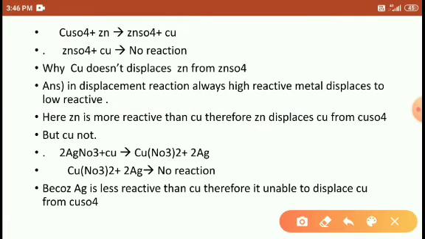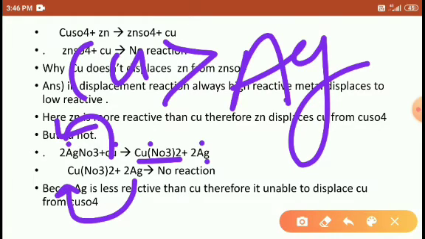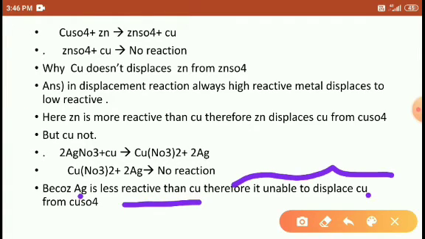Similarly, one more example: silver nitrate reacts with copper to form copper nitrate and Ag. Here copper is more reactive than Ag, so the copper moves to the Ag position to form copper nitrate and displaces the Ag. But Ag cannot displace the copper because Ag is less reactive than copper, so no reaction forms here, right students?